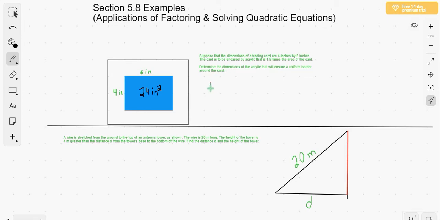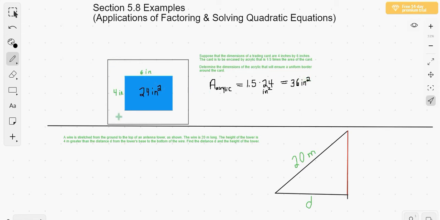So the area of the acrylic is 1.5 times the area of the card, which is 24. So we've got 1.5 times 24. If you throw that in your calculator, you'll get 36. I should put inches squared here and here as well. So we want the area of the acrylic to be 36 inches squared.